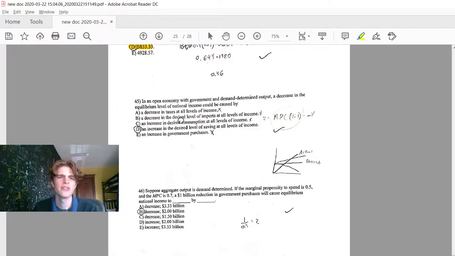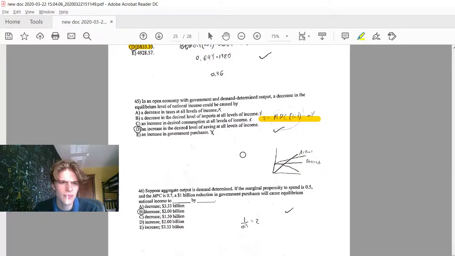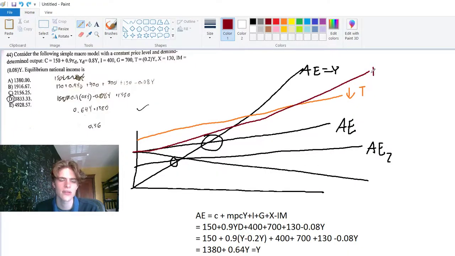Next. A decrease in the desired level of imports at all levels in the economy. So if this is our slope, if the imports go down, that makes our slope go up. So with less imports, we have something like that. Just a rotation. Is that what it said? Sorry, decrease in the IM.